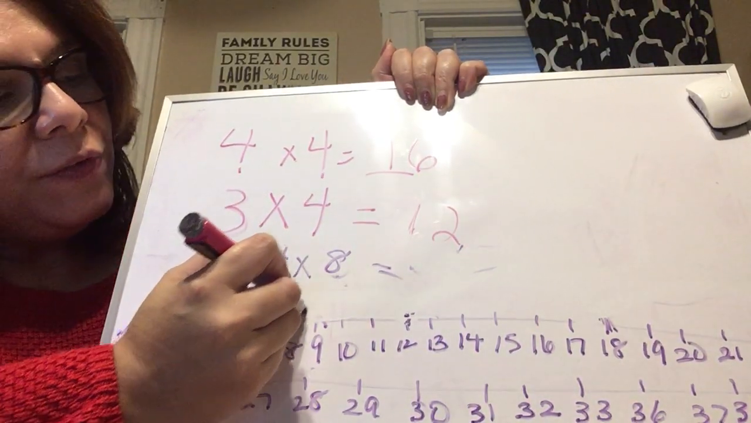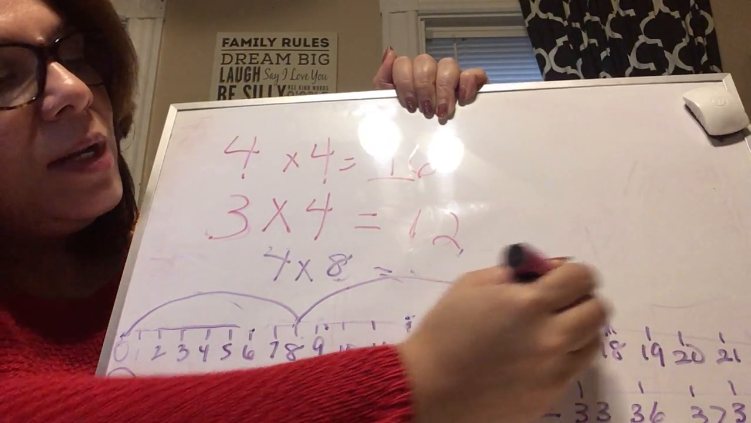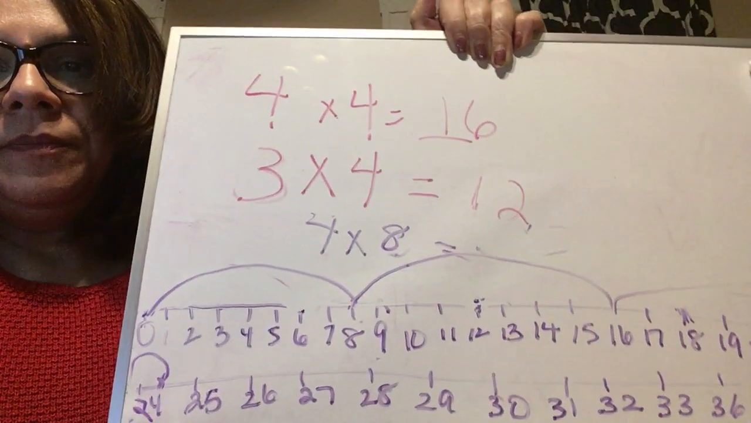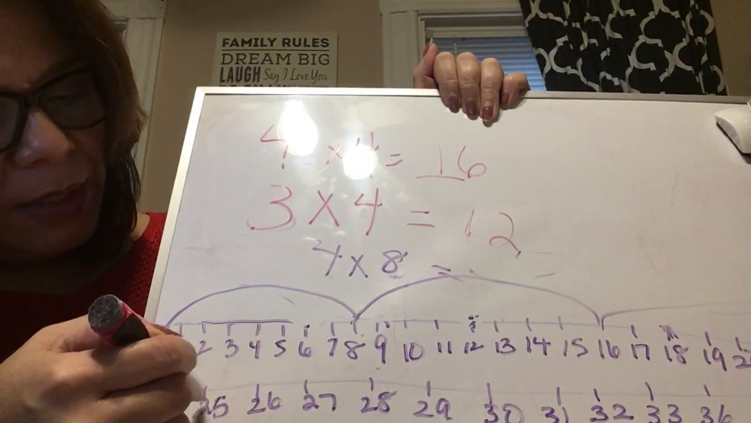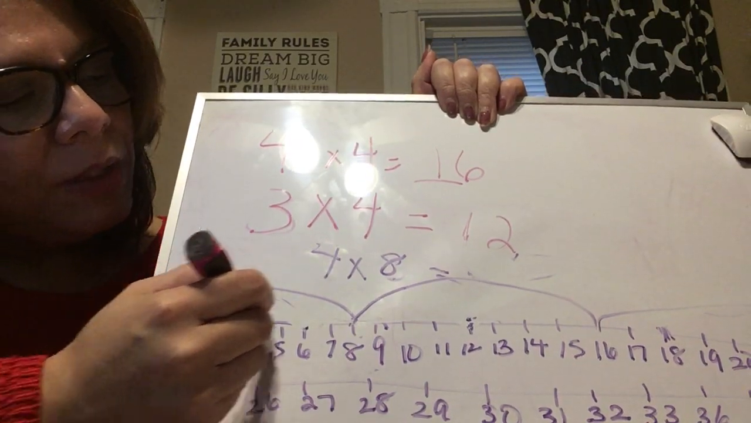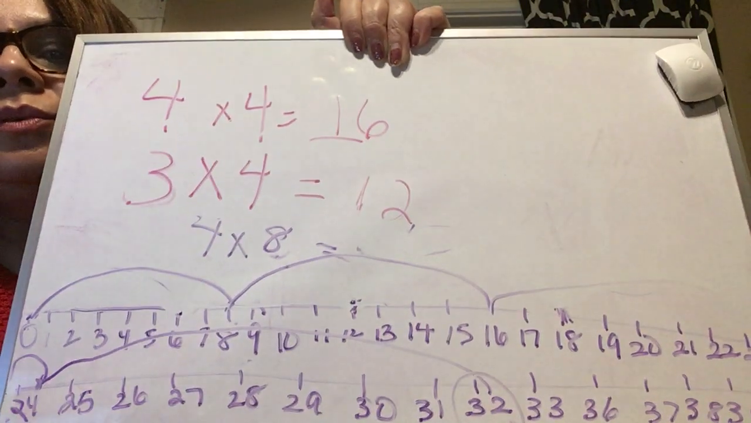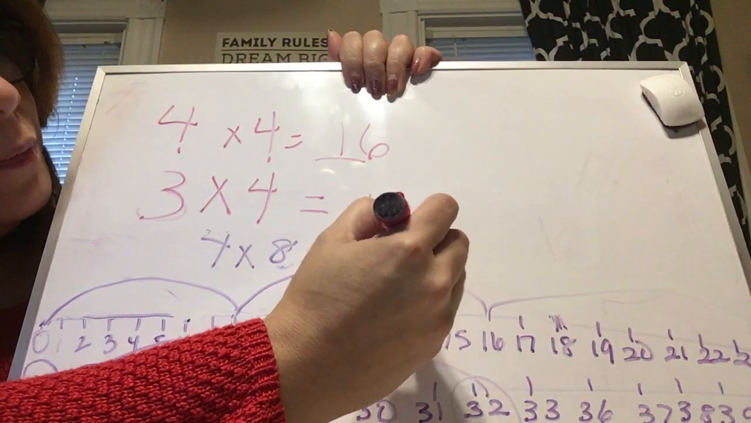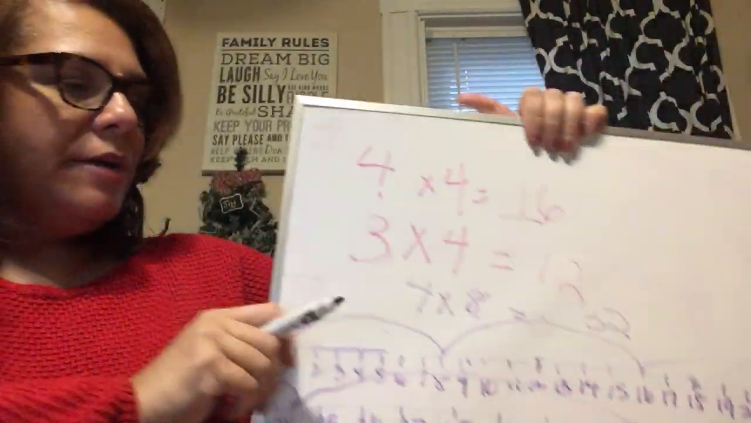Then we're going to hop over to 16. Then we're going to hop over to 24. And then 8 more spaces. We're going to count 8 more spaces. And we're going to land here on 32. So 4 times 8 is 32. Very good. All right, let's move on.